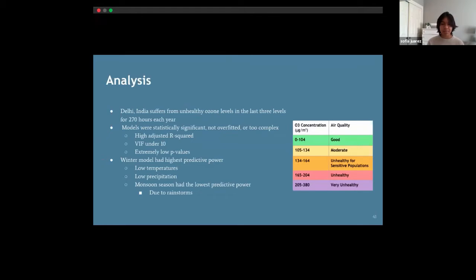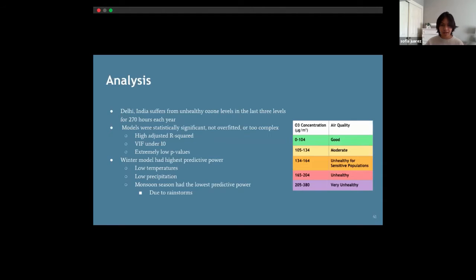Delhi, India suffered from 3 of the unhealthiest ozone levels for 270 hours each year due to an increasing amount of tropospheric ozone. The models were each developed to have an optimal performance, meaning that the models were not too complex, seen with the similar adjusted R-squared values and VIF values below 10. Our p-values were also extremely low, meaning that the results of this project were statistically significant.